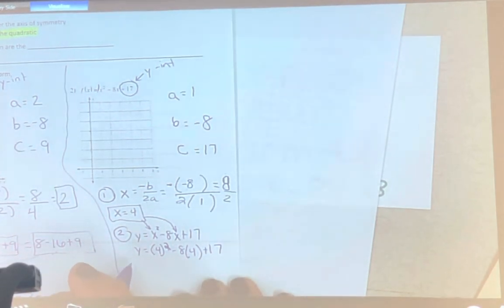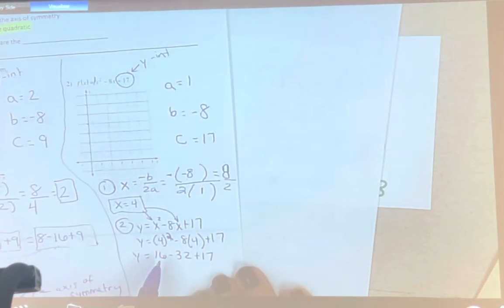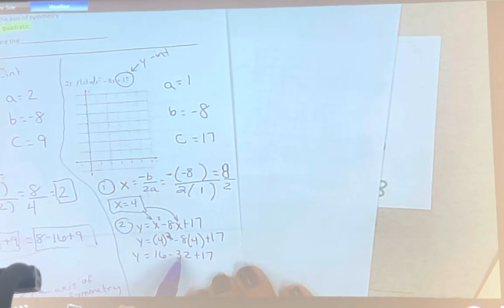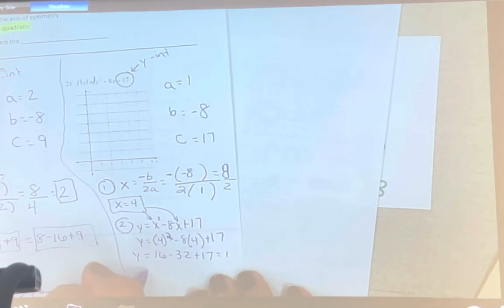So y equals 16 minus 32 plus 17. This is almost the same as the last one, isn't it? Isn't it cozy and nice to do math in the rain? 16 minus 32 is what? Negative 16. 16 is half of 32. So negative 16 plus 17, we get 1 again, you guys. Y equals 1.